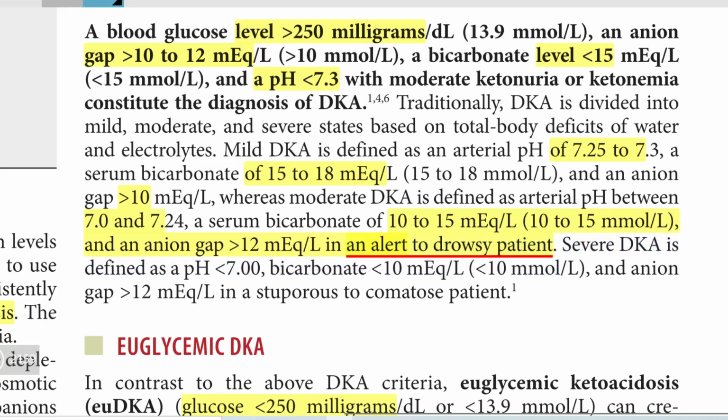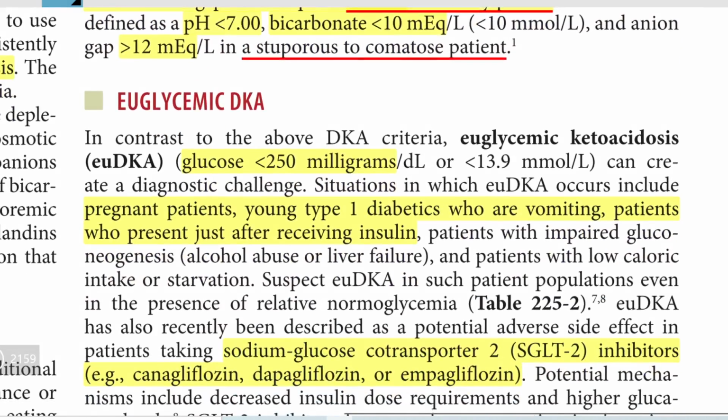Okay, and in case of severe DKA, the pH will be less than 7.0, bicarb less than 10, and anionic gap of more than 12. And the patient will be stuporous to comatose. In some patients, we'll see euglycemic DKA.